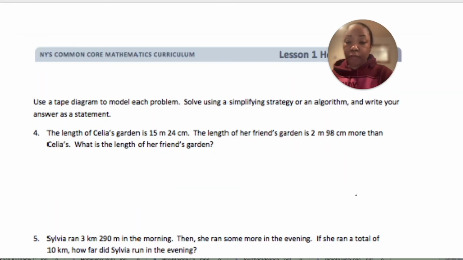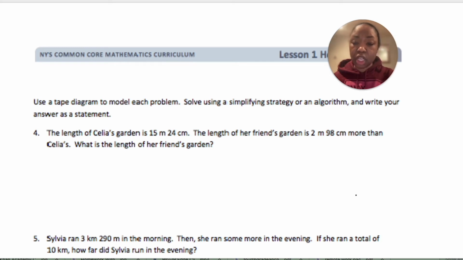Okay, number 4 and on, they want you to draw a tape diagram to model the problem. They also want you to either use a simplifying strategy that's mentally in your head or an algorithm. And remember, in that algorithm, you can either do mixed units or smaller units. And they want you to write your answer as a statement. So restating the question. Let's do number 4.